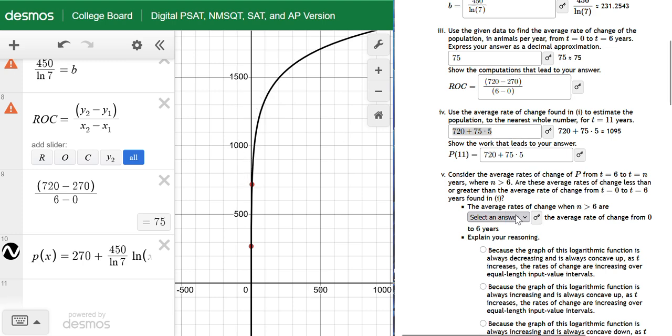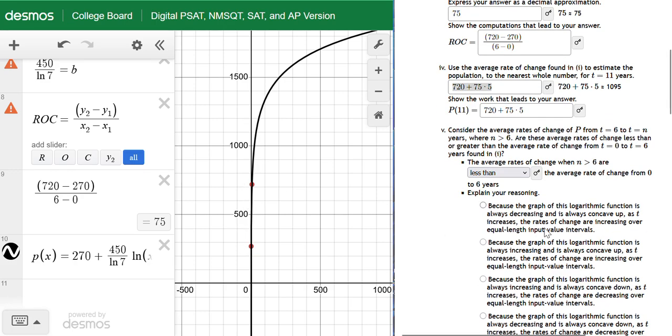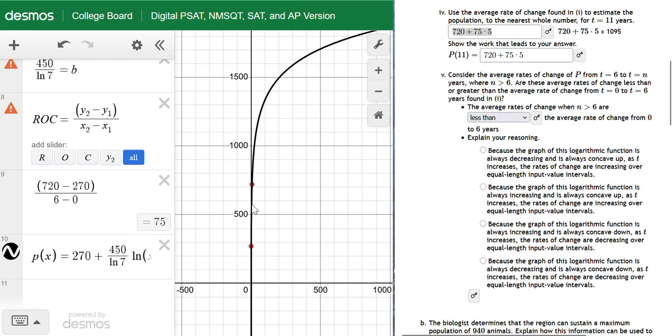The fact that it's increasing by less and less is another way of saying that the average rate of change from when values of t are greater than 6 are going to be less than they are here, the early stages where it's more vertical. And the explanation is because this graph is increasing but concave down. That means that the rate of change is decreasing. So when you look at this, the graph of the function is always increasing, and it is concave down.